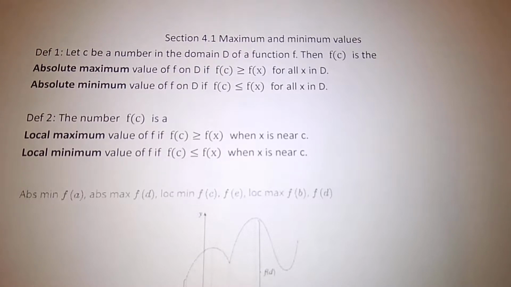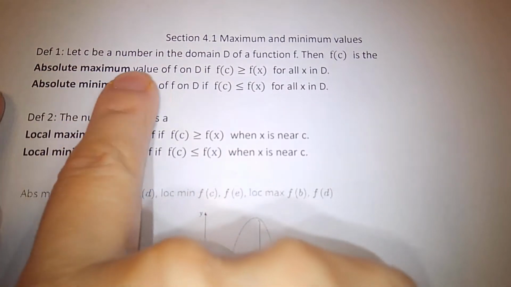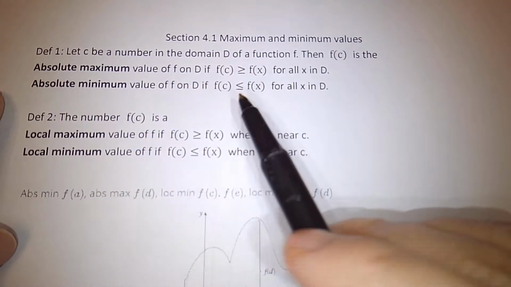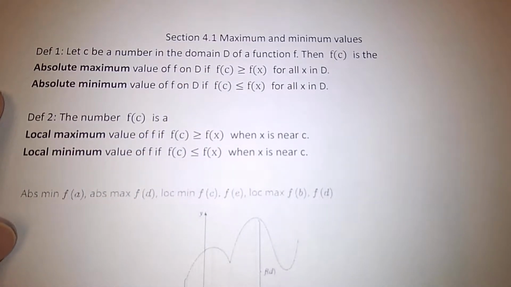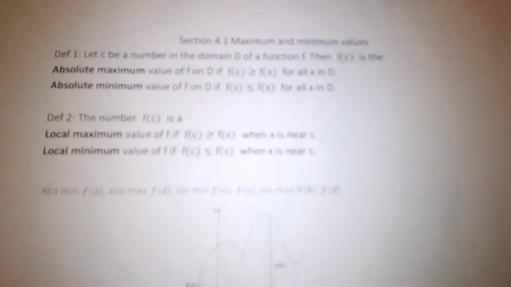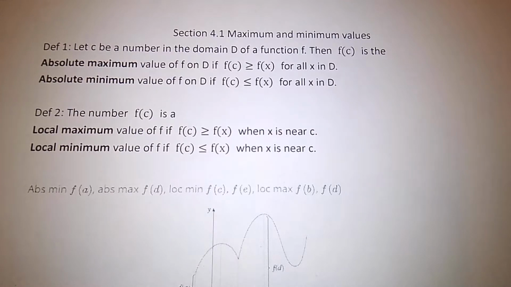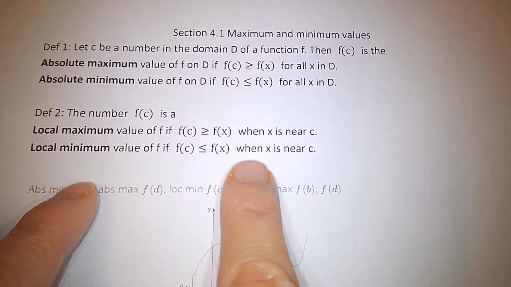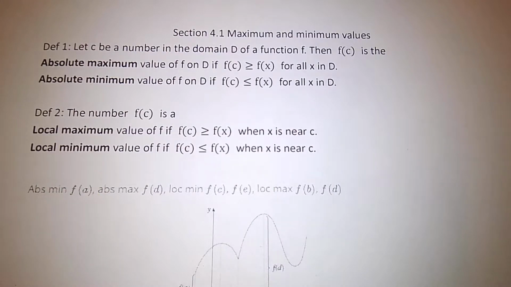Definition 1. Let c be a number in the domain D of a function f. Then f of c is the absolute maximum value of f on D if f of c is greater than or equal to f of x for all x in D. Absolute minimum value of f on D if f of c is less than or equal to f of x for all x in D. Definition 2. The number f of c is a local maximum value of f if f of c is greater than or equal to f of x when x is near c. Local minimum value of f if f of c is less than or equal to f of x when x is near c. Very good, very good, okay?